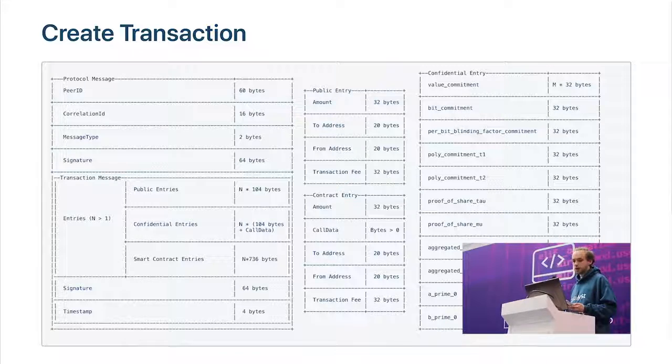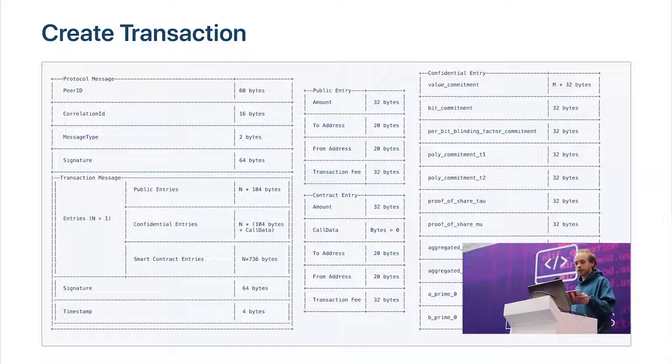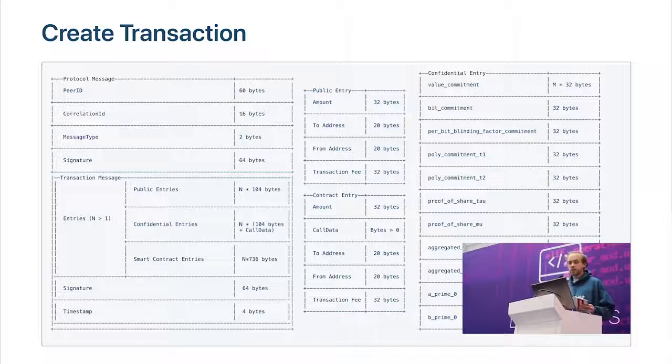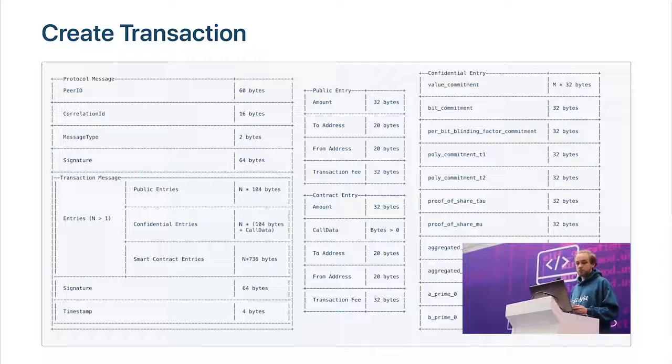So this is our transaction object. What you can see here is that the main box on the left-hand side is what we call a protocol message. This is kind of like a packet in the Catalyst network. You can see the peer ID, correlation ID, message type, signature. All of this tells the packet how to get to different nodes and who sent it. What you can then see is a transaction message.